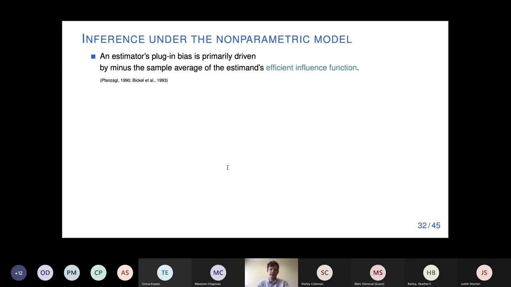Okay, so that's an example of one specific estimand, but we actually have a much more generic recipe in order to calculate plug-in bias. And the insight from the literature here is that the plug-in bias is driven by the minus the sample average of the estimand's efficient influence function. So the key step to calculating the plug-in bias is calculating the efficient influence function.